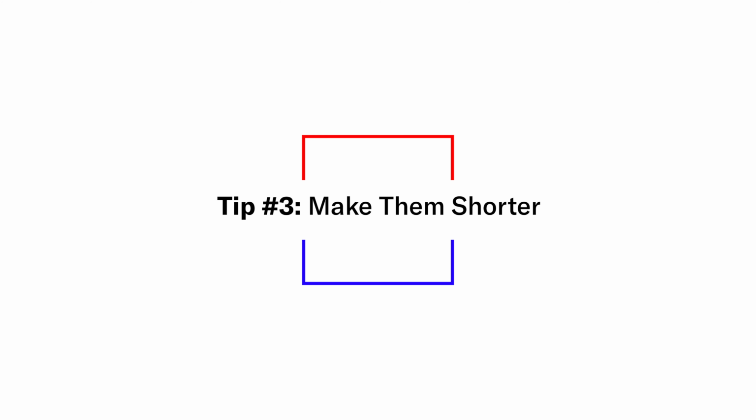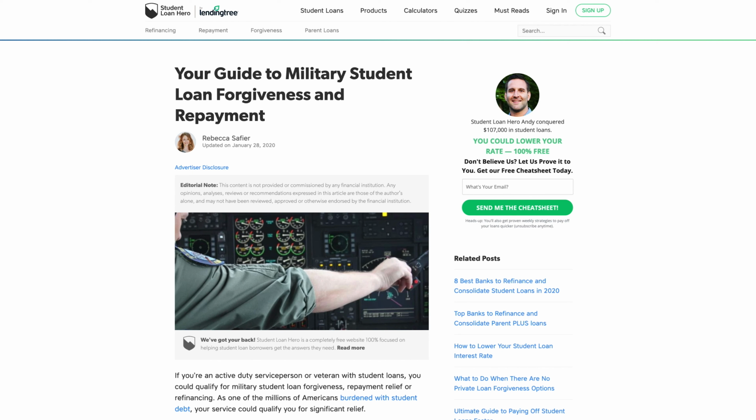Additionally, another thing you can do with stock photos to make them not as painfully terrible to look at is make them shorter. So Student Loan Hero and NerdWallet, I think, are both great examples of this.